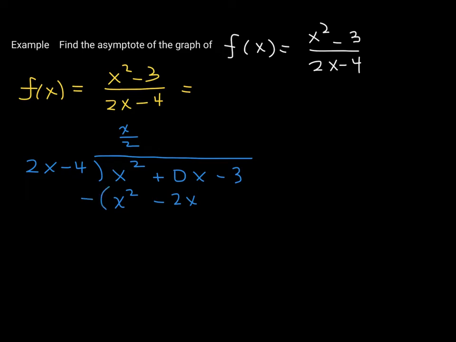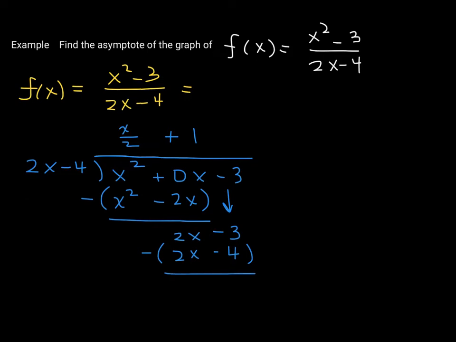I will subtract all of this, and that leaves me with a positive 2x. I'll bring down this minus 3. And I repeat the cycle. 2x times 1 will give me what I need. 2x times 1 is 2x. And negative 4 times 1 is negative 4. Again, we're subtracting. So then this turns out to be 1.